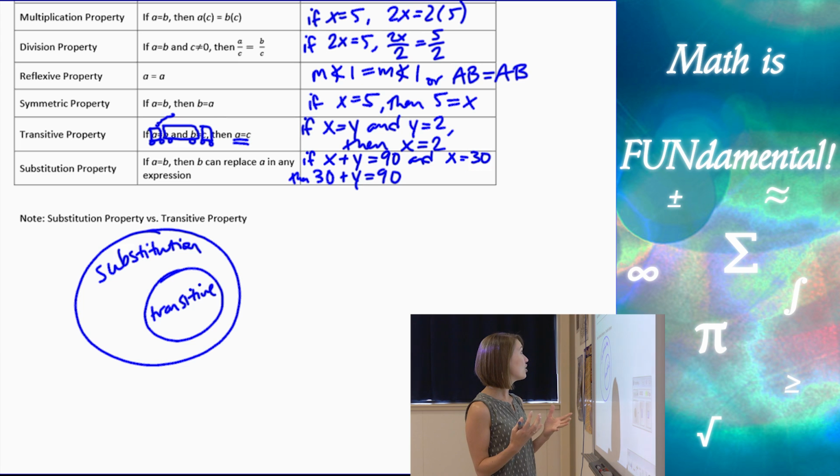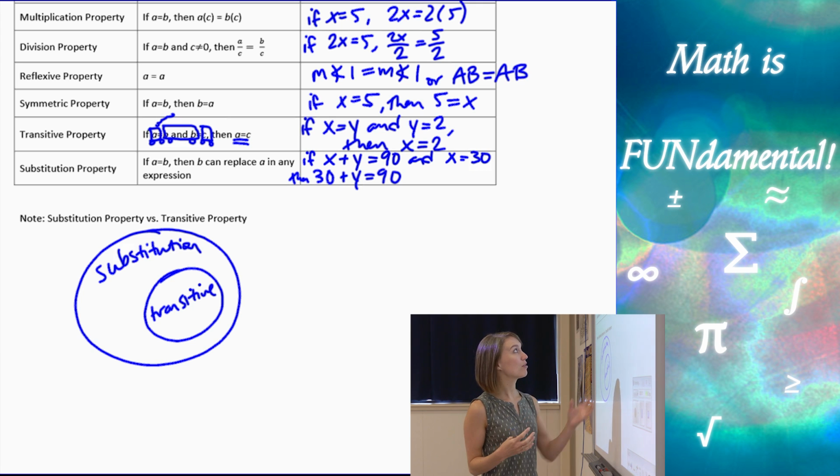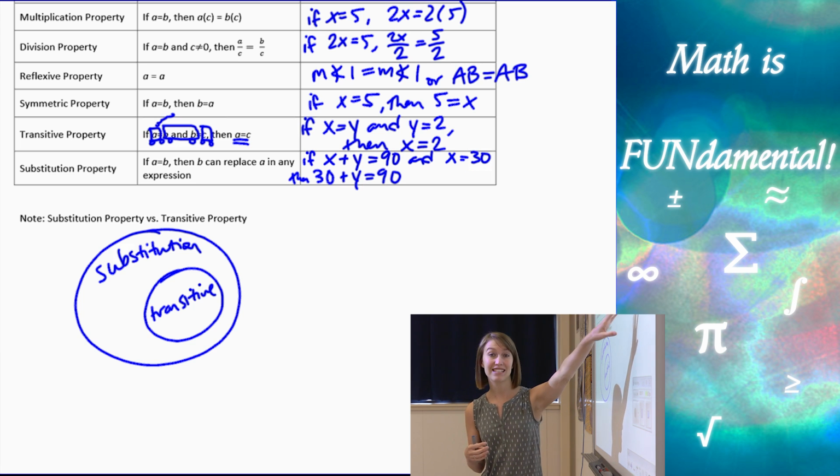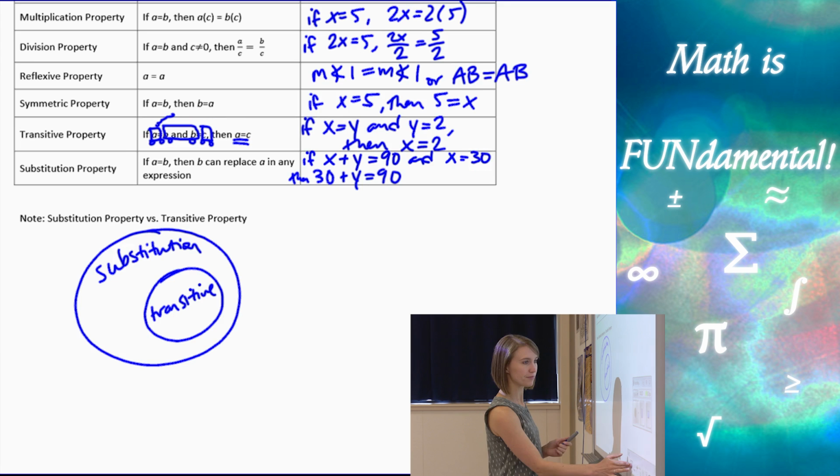I like to use transitive if it's really all equals or all congruent signs connecting all the pieces. Transitive is fun. But if it's not all equals, for example, in that substitution property example where I had x plus y and then x equals 30 and I'm substituting that in, transitive would not apply. So be really careful about the two of those.